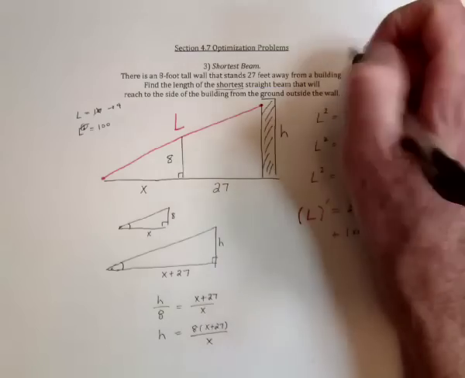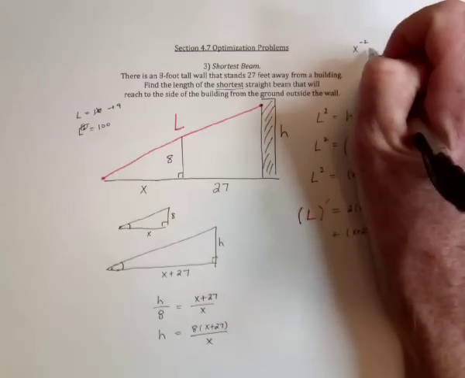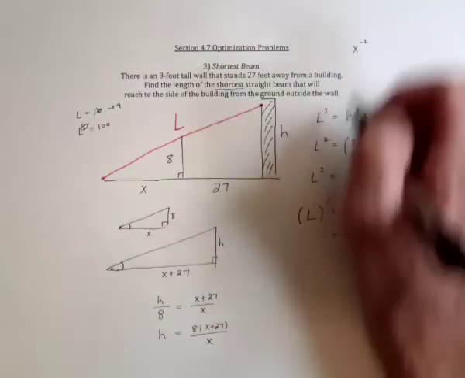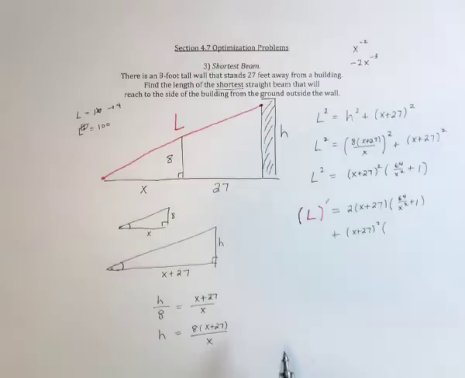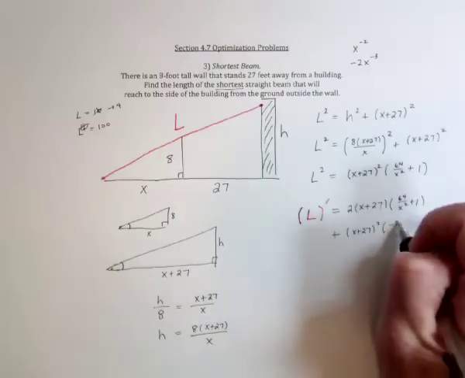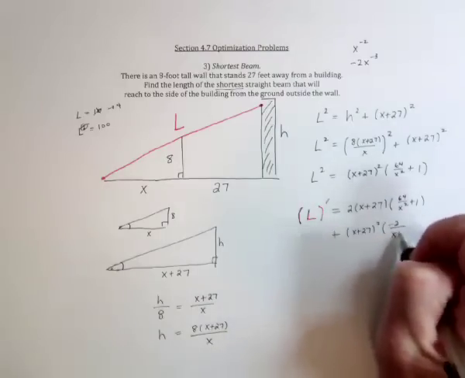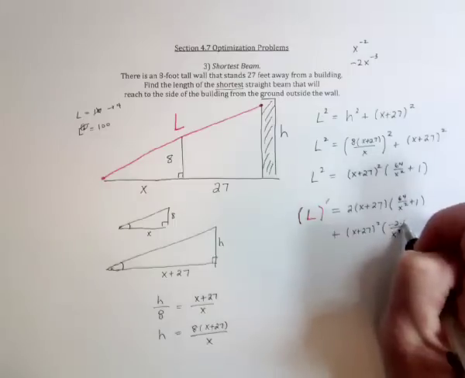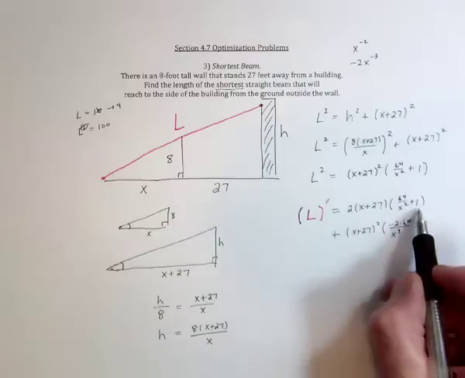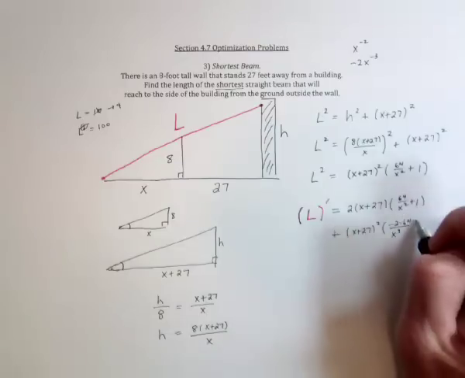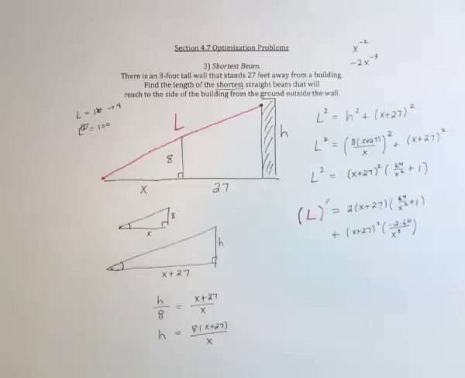Well, this is essentially x to the negative 2. So if we take the derivative, that would be negative 2x to the negative 3, or in other words, negative 2 over x cubed. So we'd have negative 2 over x cubed, and then that's times a 64. And then derivative of the 1 is 0.